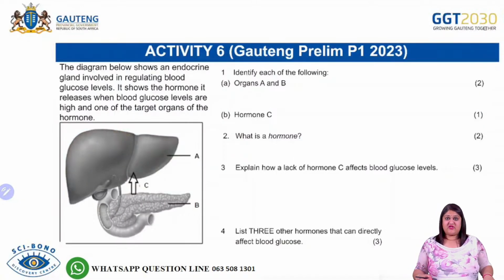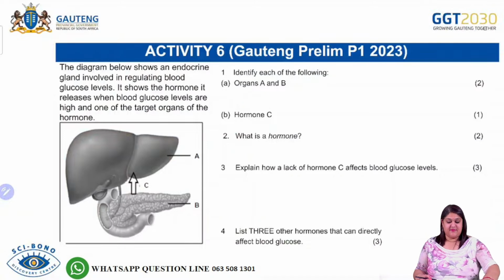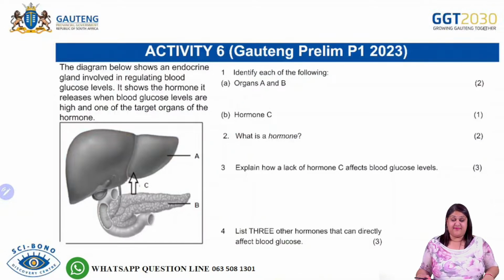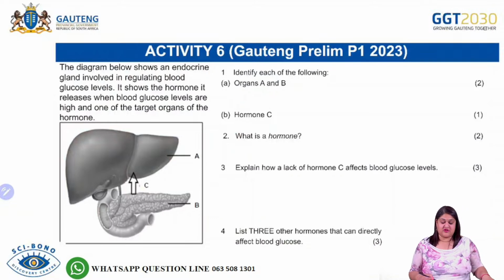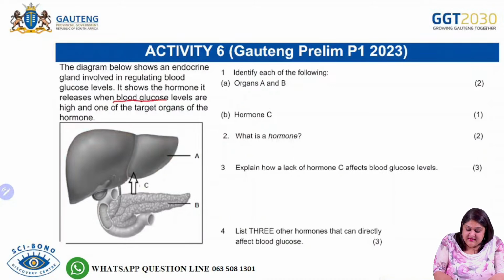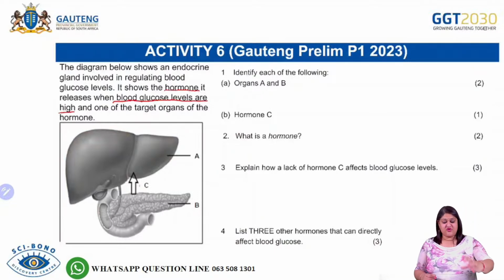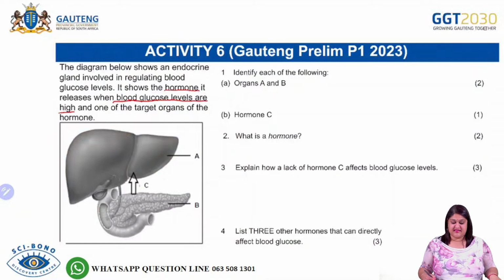Okay, so this is the question that he had in the preliminary examination that learners did not do well in. The diagram below shows an endocrine gland involved in regulating blood glucose levels. It shows the hormone it releases when blood glucose levels are high and one of the target organs of the hormone. It's very important that we read the stem. If you just look at the diagram, it is showing us hormone C. Let's look at the diagram.